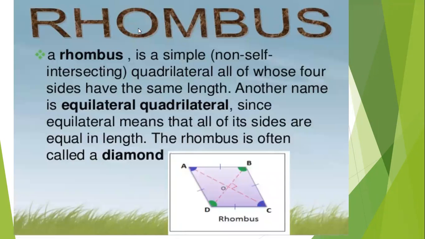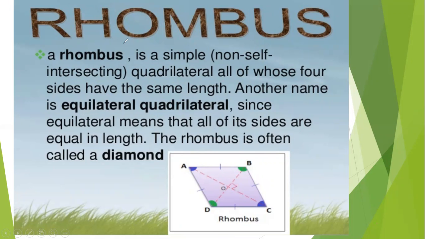If you look at the rhombus, a rhombus is also a quadrilateral, like any other quadrilateral, whose four sides have the same length. So another name is an equilateral quadrilateral. Equilateral means that all sides are equal in length, and it is often called a diamond, as you can see here. So this is what we call a rhombus, or that is how a rhombus looks.